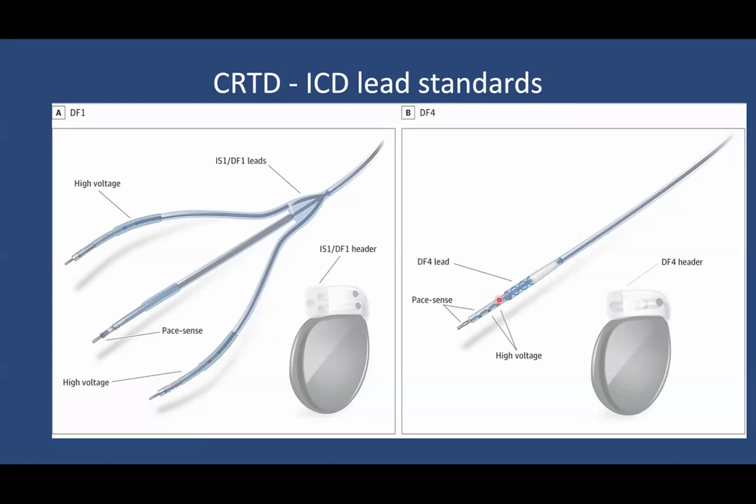This was simplified again about 15 years ago into a single DF4 lead and allowed pace sense functionality, which you could test with a tip and ring here using the standard calipers, or you could do tip testing unipolar to the patient's pocket to establish whether or not you had good pacing vectors.